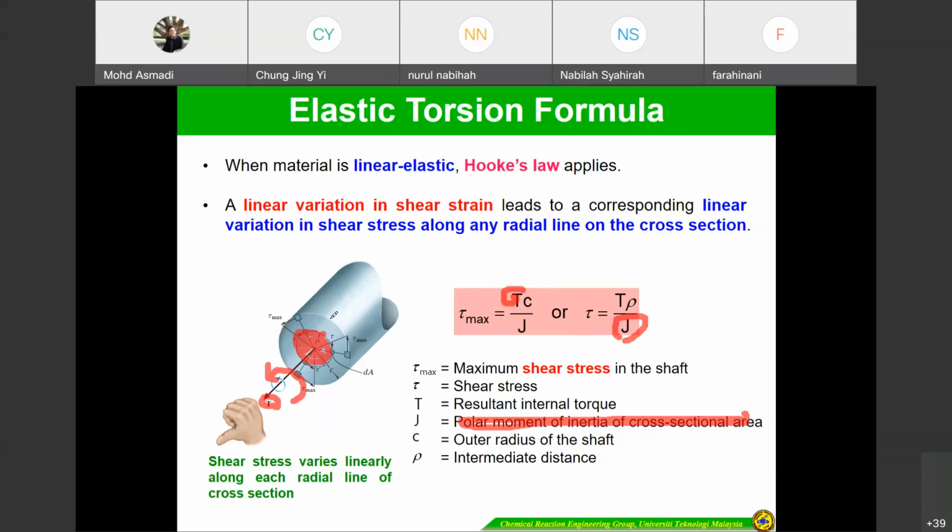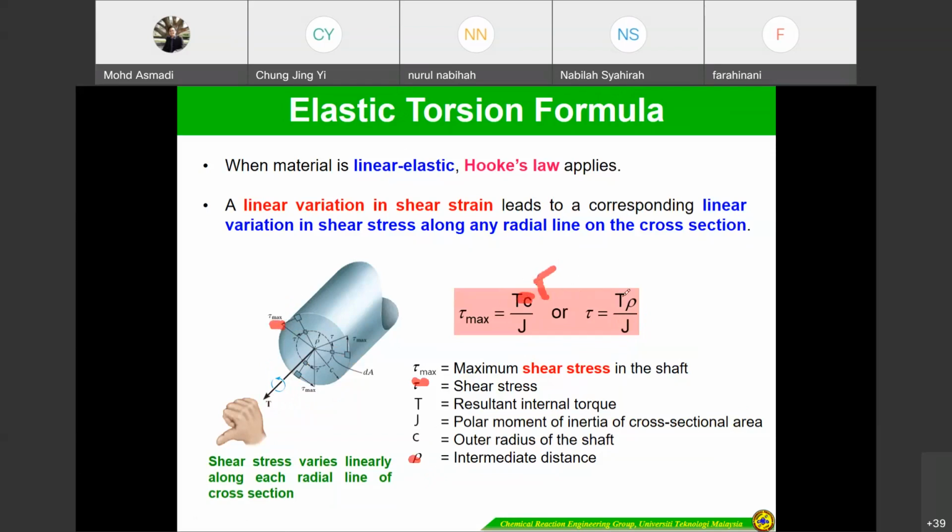Right. So it depends on the outer radius and also the inner radius. This one is tubular. But for the solid shaft, there is only one radius, which we just denote as C, the outer radius. And for an intermediate distance we use rho, or R. Similarly, rho is any distance, but C is the maximum.